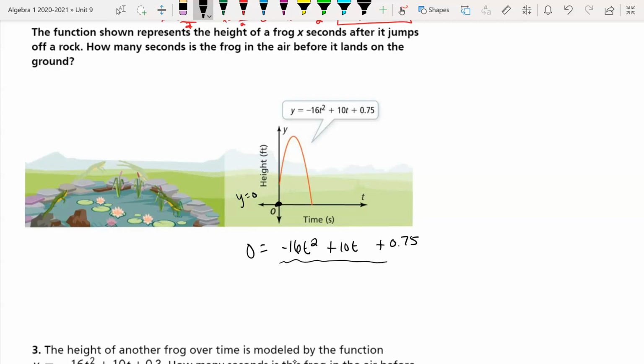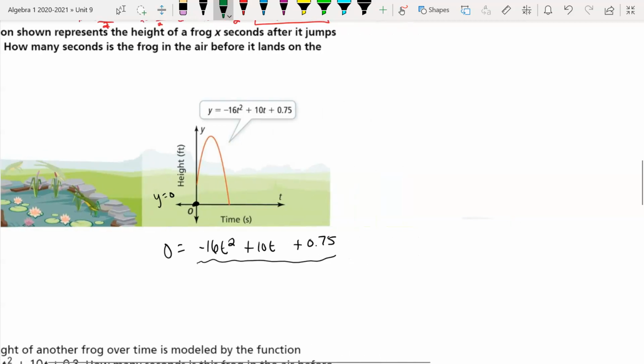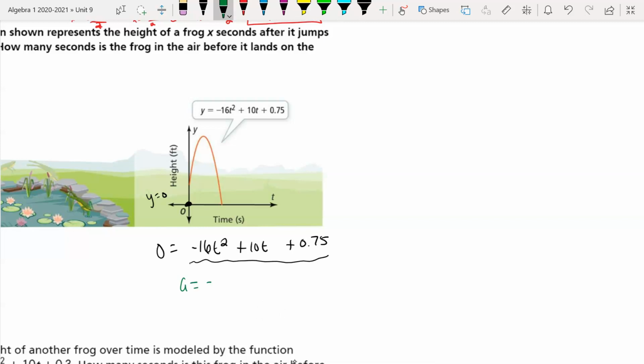Well, now that's set up as a quadratic equation to solve because it's set equal to 0. So we're going to use a zero factor probably. So we try to factor it. We can do the square root method, but we're probably going to end up doing the quadratic formula. So my a is negative 16, my b is 10, my c is 0.75.